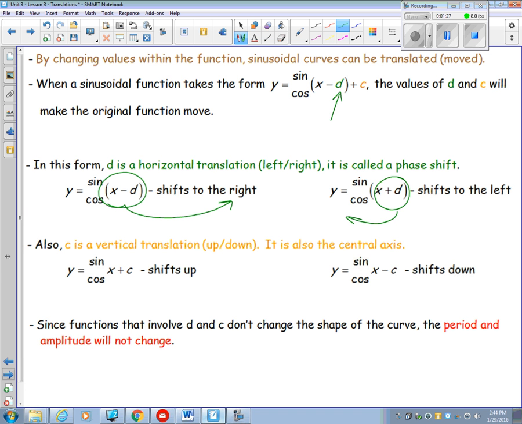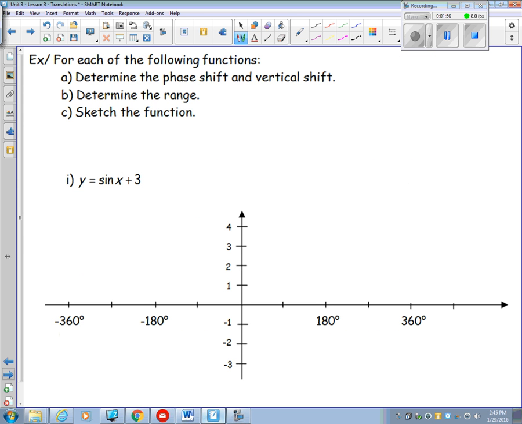C we already know, we talked about the other day. C is our central axis. It moved our things up and down, and it did just what it looked like. A plus C moved it up, and a minus C moved it down. And we did that the other day when we started talking about transformations. One more thing: since we don't change the shape of our graph, we're literally just moving it, our period and our amplitude shouldn't change. So those initial properties are still the same. Amplitude is still 1, period is still 360. That is not going to change today.